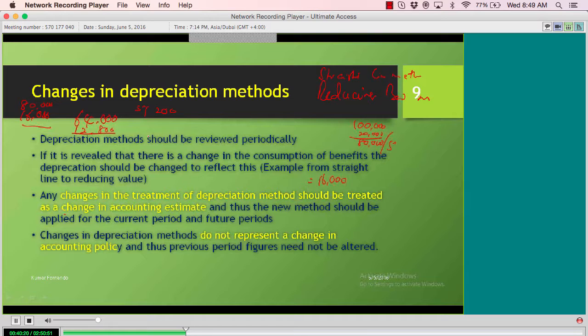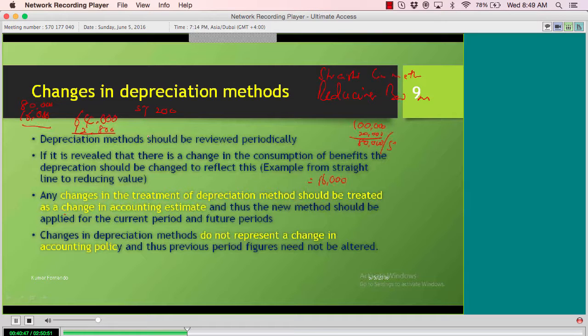You might decide you want to change from straight line to reducing balance, or from reducing balance to the straight line method. If you decide to change it, it is only a matter of change in your estimate. It's not a change of your accounting policy. I want you to remember this one. It's not a change of accounting policy. It's a change of your estimate.